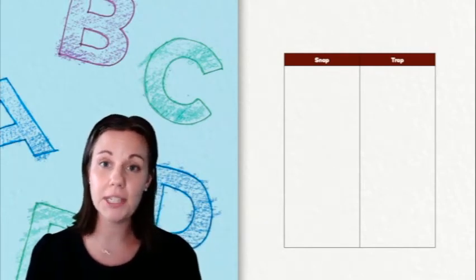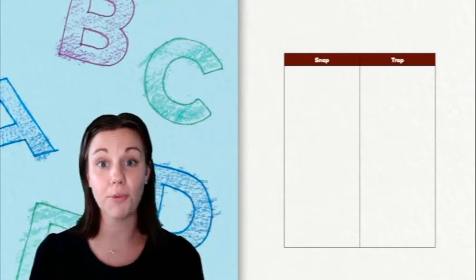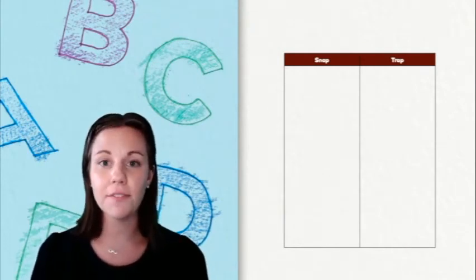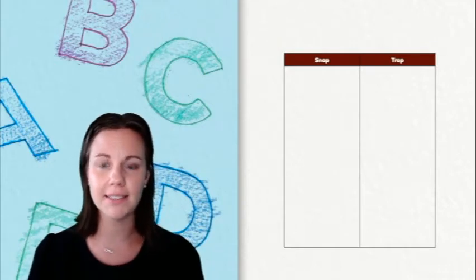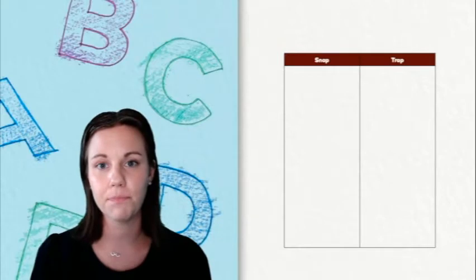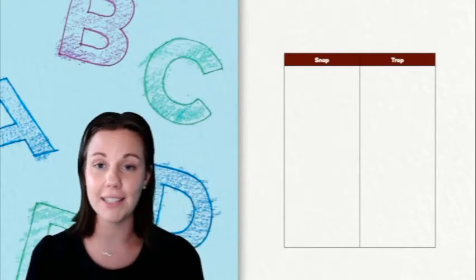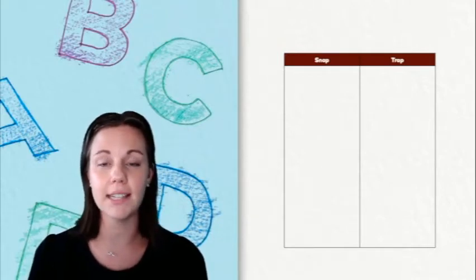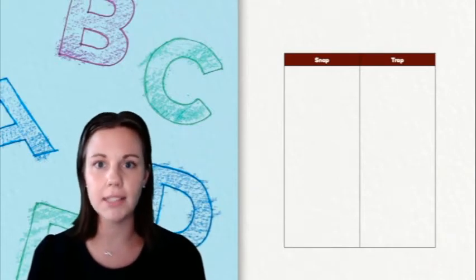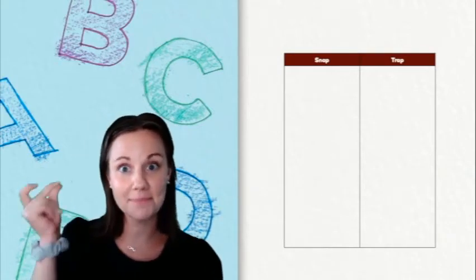Earlier in the cycle, we spent quite a bit of time with trap words, or words that don't play fair. And we figured out that their spelling doesn't necessarily match what we hear when we say the word. We're going to jump right back into this work today and focus in on some of our snap words and the spelling patterns we notice that make them a snap.